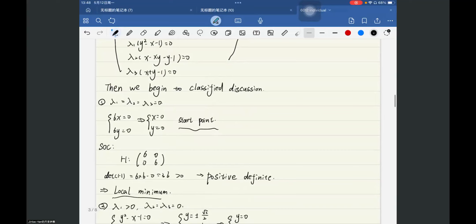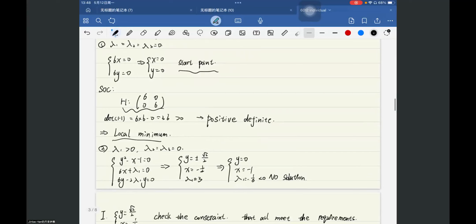We can do the second order condition. You can see this Hessian matrix, and the determinant is 36, so it is positive definite. So this point is the local minimum.